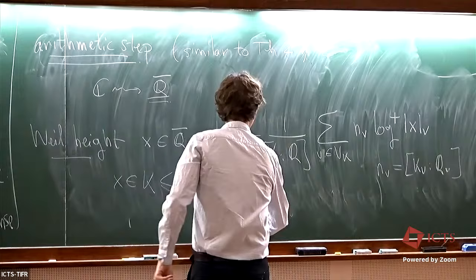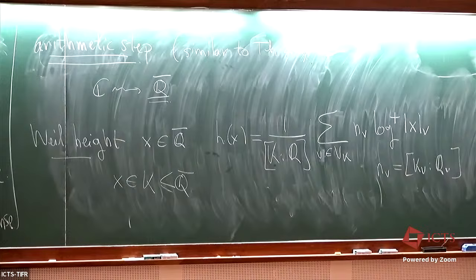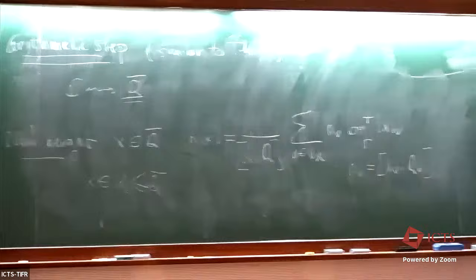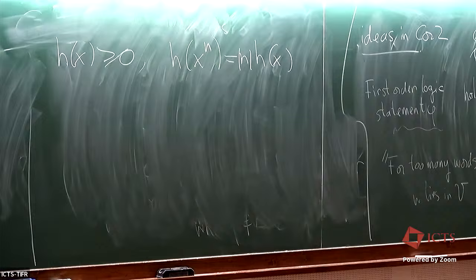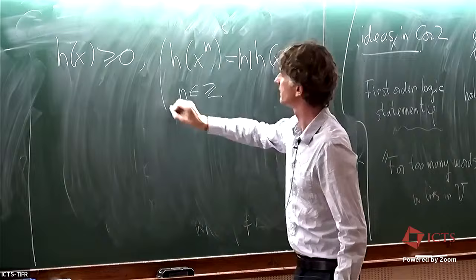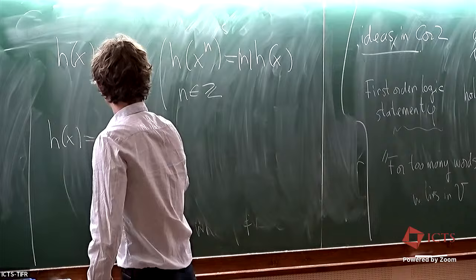And also, this number is not negative, so H of X is not negative. It behaves well when you take a power, so it's really defined on the torus G_m, for an integer Z. And besides, H of X equals zero if and only if X is a root of unity.